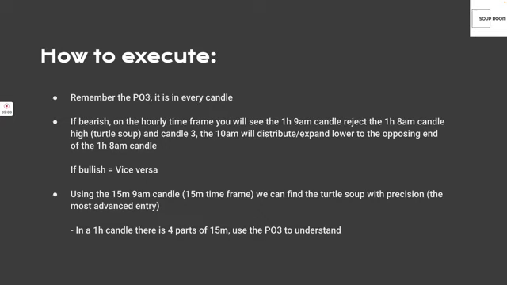Using the 15-minute 9 a.m. candle on a 15-minute time frame, we can find the turtle soup with precision, the most advanced entries. This is where the turtle soup is once again. In a 1 hour candle, there's 4 parts. 4 parts of what? 4 parts of 15 minutes. 4 quarters. Use the power of 3 to understand. Little cookie right there.